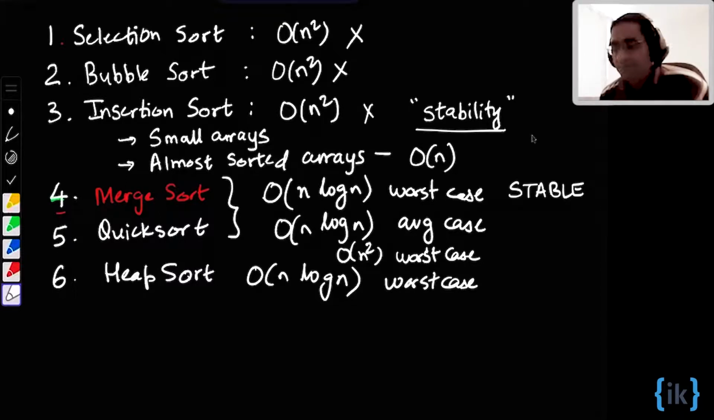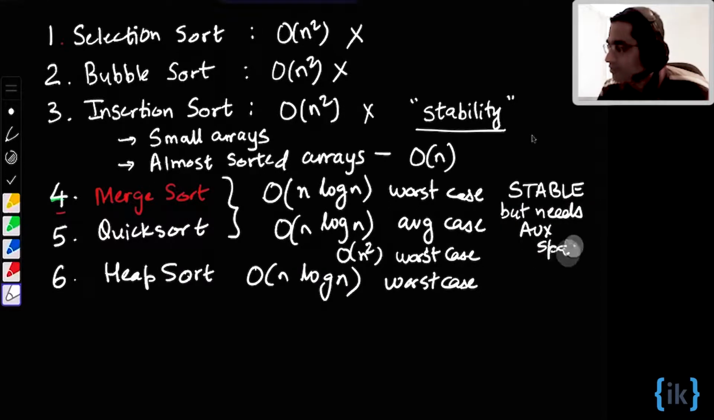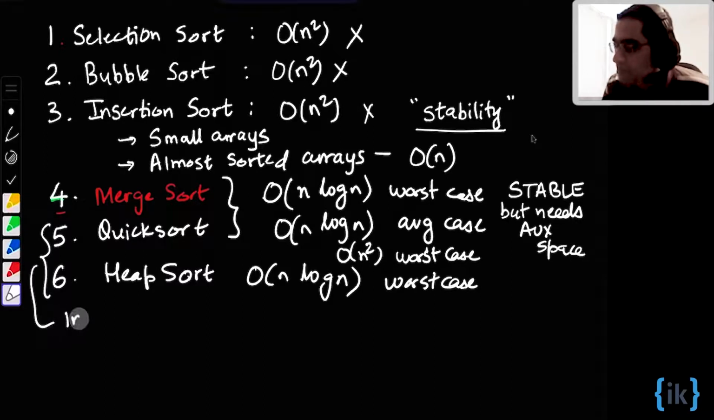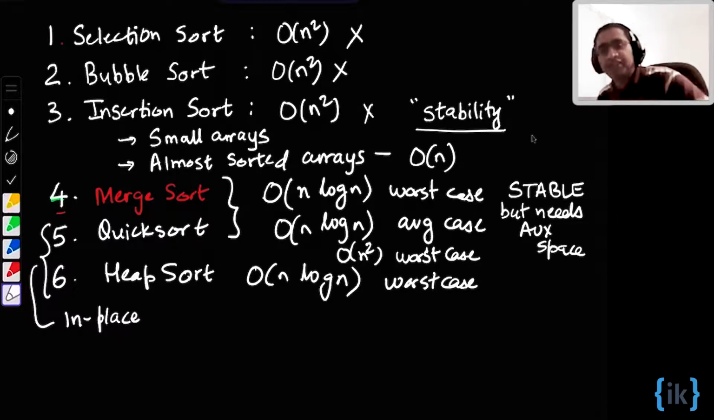And merge sort needs extra space. Yeah, stable but needs auxiliary space. Quicksort in place. Yeah, quicksort and heapsort can both be done in place. And it's possible to write code so that they both can be done in place. It's also possible to write code that makes any sorting algorithm stable, right? But it would require you to add auxiliary space.